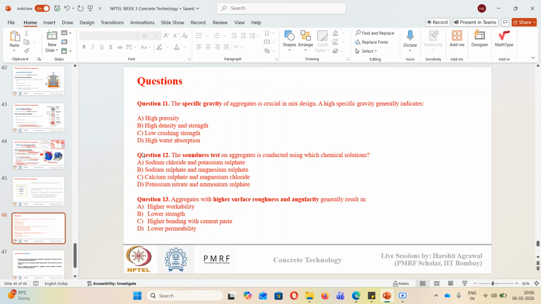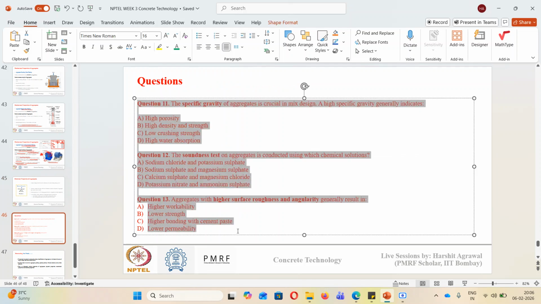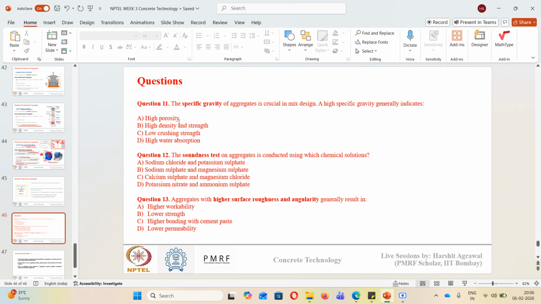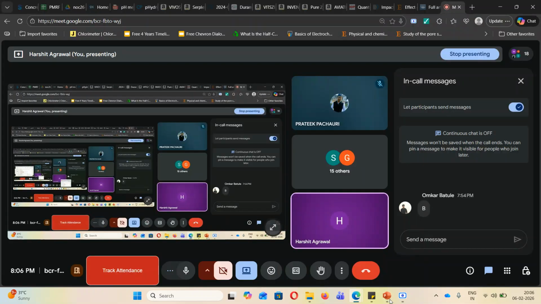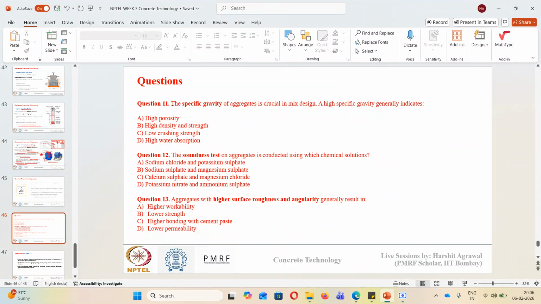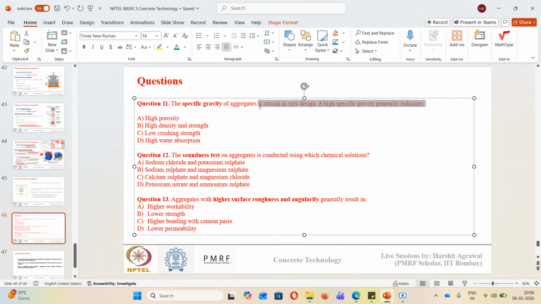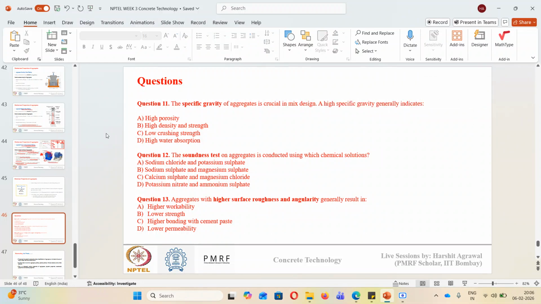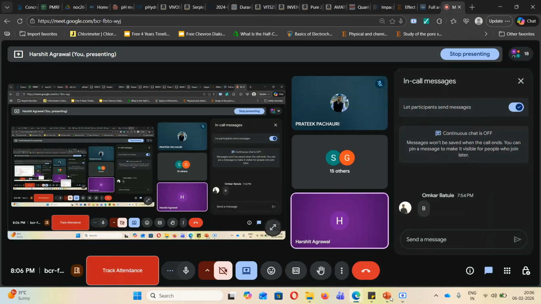So just to end the session, can anyone answer these three simple questions based on the properties of aggregates, just so that I can check whether you were able to understand this section or not? What will be the answer for question number 11? Specific gravity of aggregate is crucial for mixture design. A high specific gravity generally indicates what? What if I have high specific gravity of aggregate? Can anyone tell me the answer?